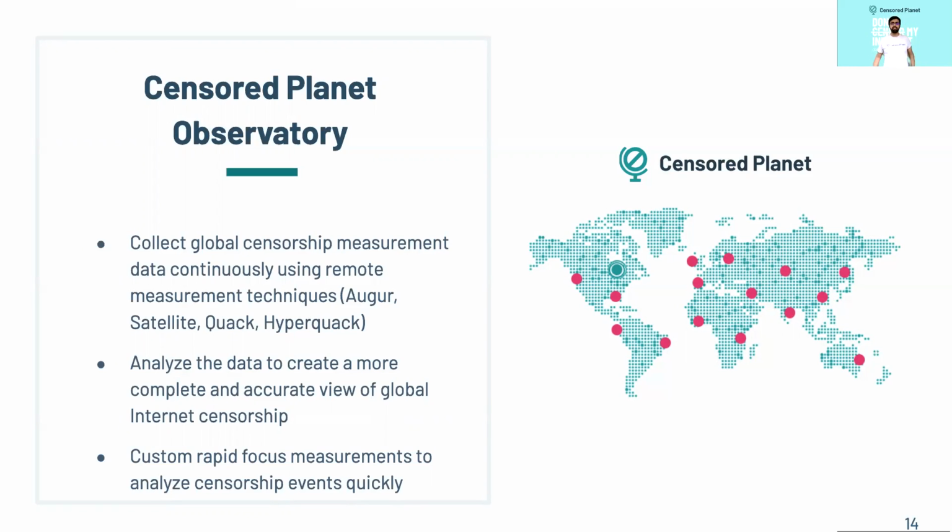Censored Planet uses these four remote measurement techniques to reliably and continuously collect censorship measurement data and includes methods to analyze the data to create a more complete and accurate view of global internet censorship than before. The Censored Planet Observatory performs both continuous longitudinal measurements and in-depth rapid focus measurements that analyze particular censorship events.